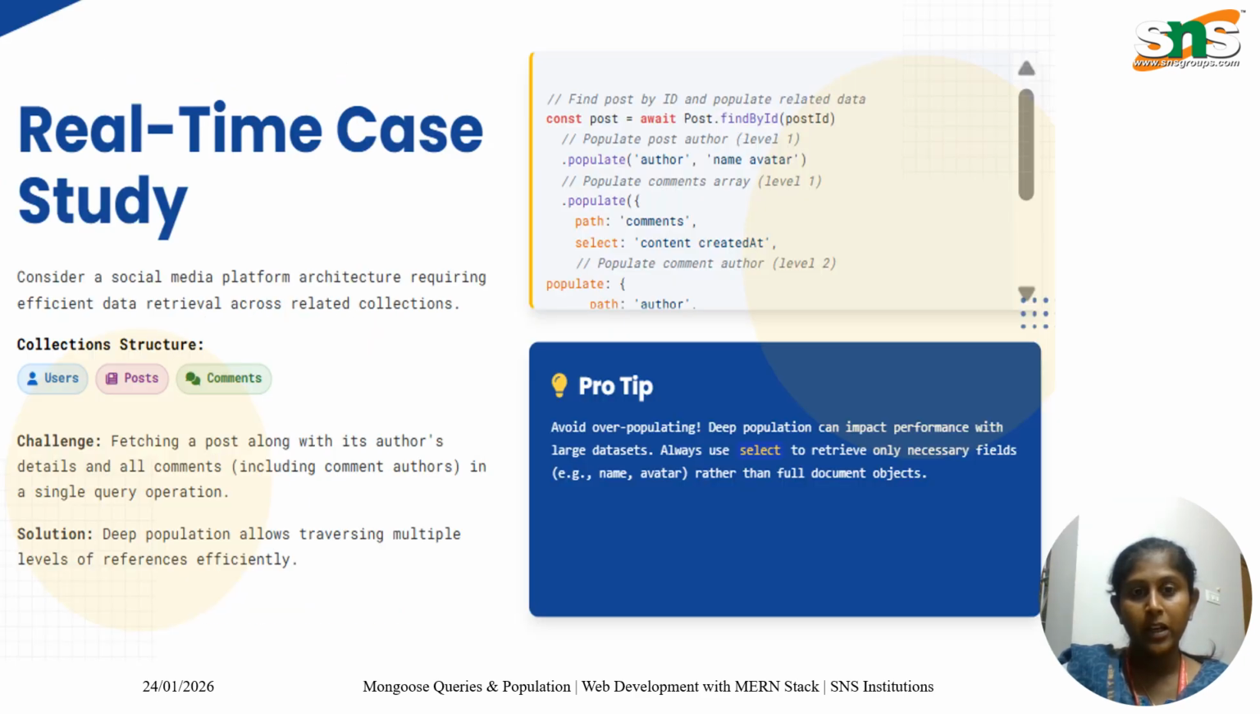In a social media platform, data is distributed across collections such as users, posts, and comments. Relationships are maintained using object ID references. For example, each post stores a reference to its author. Data retrieval revolves around querying posts, then using population to replace author IDs with actual user details. Additional relationships, such as comments on posts, can also be resolved similarly.